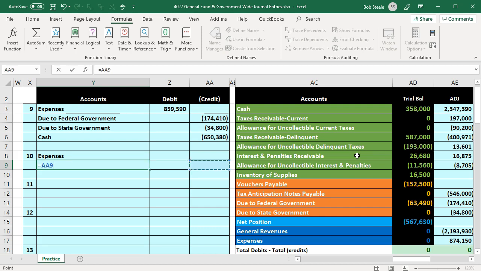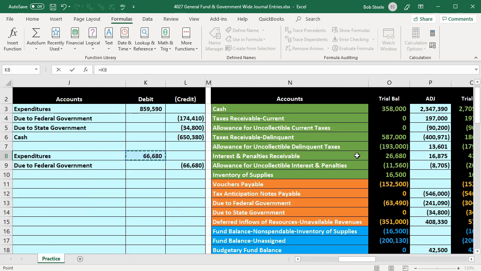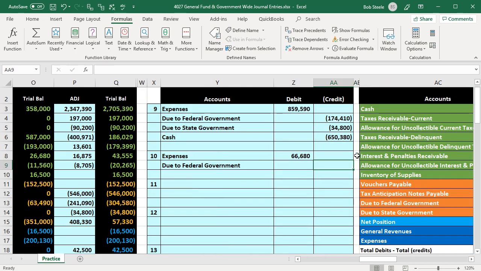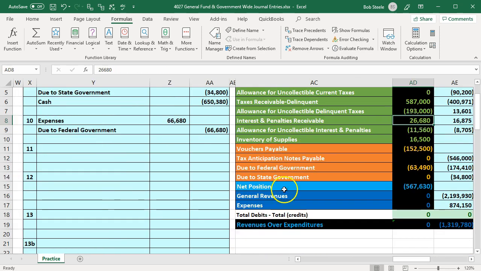And then the other side is going to go to the federal government. We're going to pick up the numbers. I'm just going to pick these up from the prior journal entry that we made. Equals the prior numbers, 66,680. Credit the same amount. Then we'll post this out. Expenses first. Expenses down below.